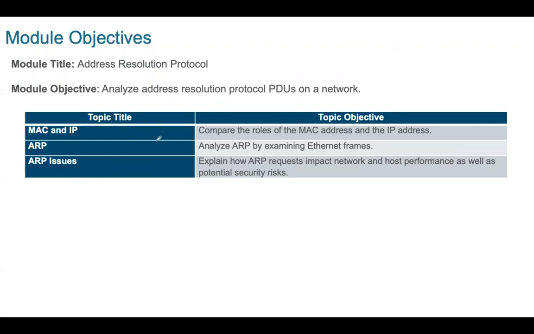We have seen that there are two types of addresses. One is the physical address, that is your MAC address, and one is the logical address, that is your IP address. So here we compare the role of your MAC address and your IP address, as well as how to resolve and identify the devices in the network by using the ARP protocol or ARP frames. Then we talk about the ARP issues, how this creates problems, or the vulnerability of this protocol that gives attackers the chance to get the IP address of any other users in the same network or in a remote network. So these are the basic objectives of your ARP module.